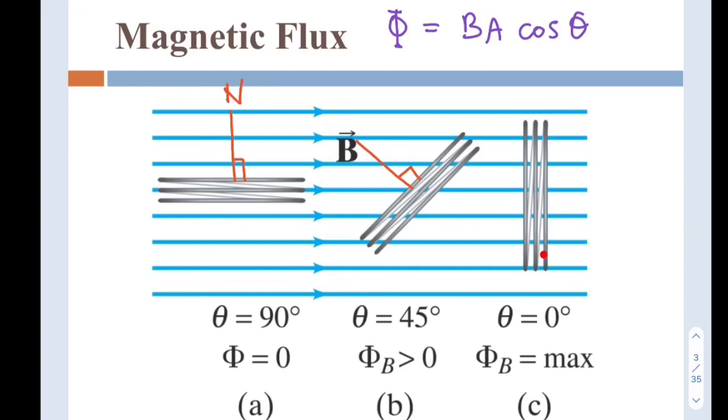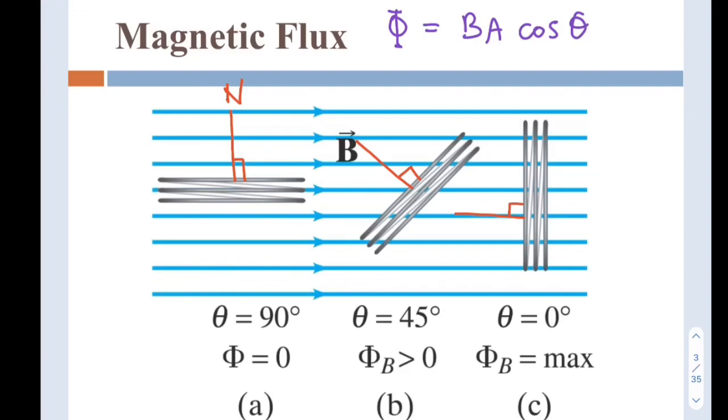How about this one? This is also the normal line of the loop, with area A. This is also the line of the B. So the angle is 0. When you put here cos 0, it gives you the maximum value, which is whatever the value of B times A, the product of it. So you will get the maximum value of it. Alright, so this is about flux.